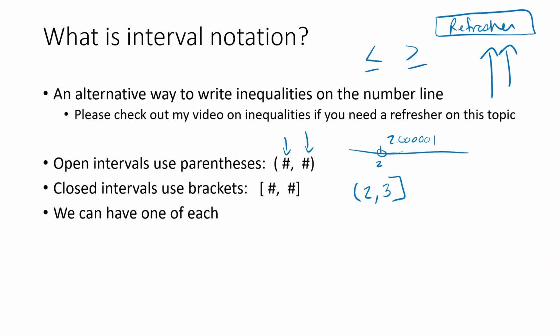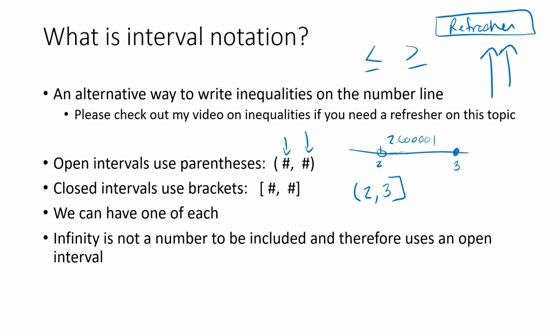A closed interval is when the endpoint is included, and so on that one, it would be a 3, and that would be colored in, indicating that the 3 is included. So it doesn't just go up to the 3, but not the 3. It includes the 3. And you can have one of each.